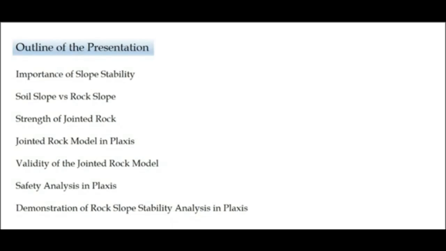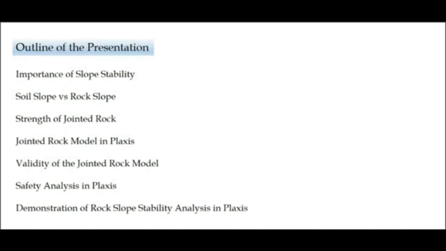Today's presentation will start with the discussion on the importance of slope stability. This will be followed by a brief discussion about the differences between soil slopes and rock slopes. That is, first of all, we'll try to understand what failure mechanism we expect in case of a soil slope, and whether the same failure mechanism happens in case of rock slopes or not. And if it does not, then why do we need a different constitutive model in order to correctly predict what kind of behavior is going to come?